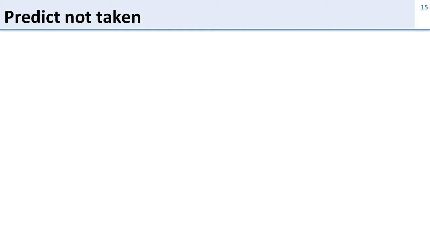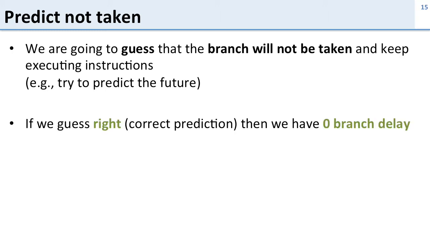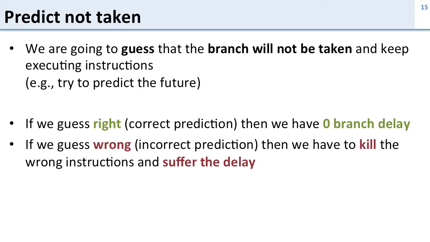So let's take a look at predicting not taken. We're basically guessing that the branch will not be taken, and we keep executing instructions. So this is pretty straightforward. If we guess right, that is a correct prediction, then we have 0 branch delay. We get full performance out of our pipeline because we just keep going. However, if we guess wrong, then we have to go in and kill those instructions that were wrong to make sure the program runs correctly, and we suffer the delay. So we still had to wait for the branch to resolve itself. So we had to wait 3 cycles to find out what the answer was, and if we guessed wrong, we have to kill the instructions we did in that time and then start over at the right branch.